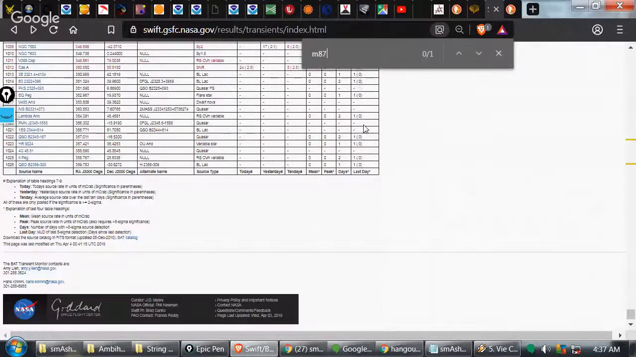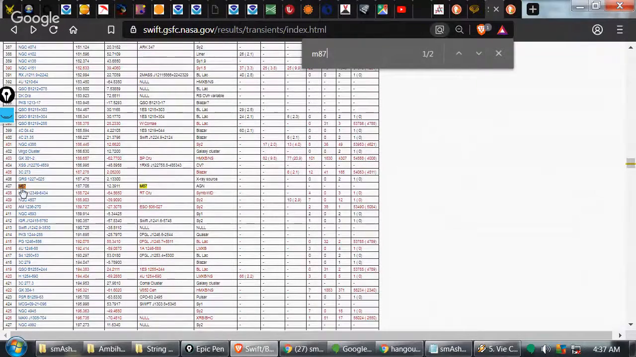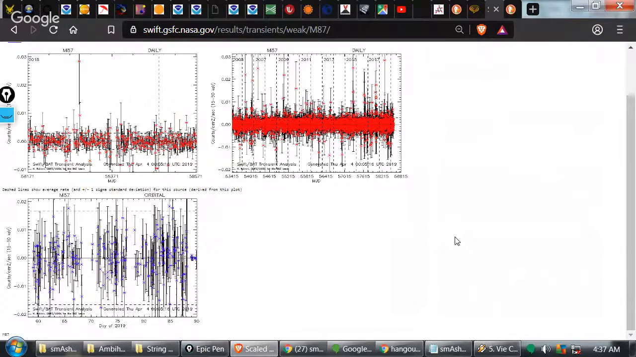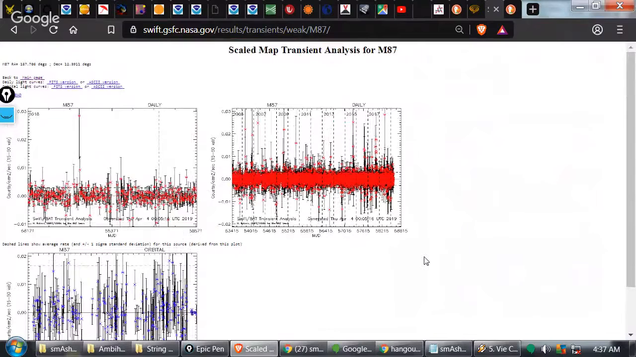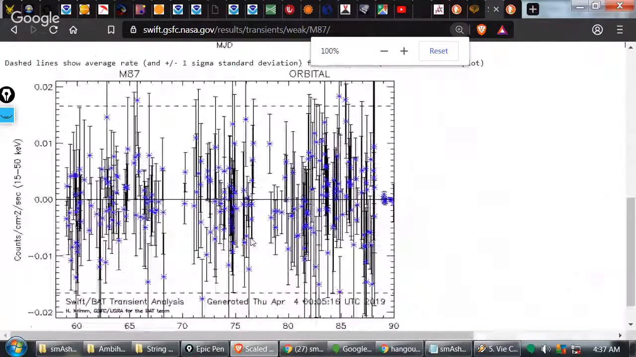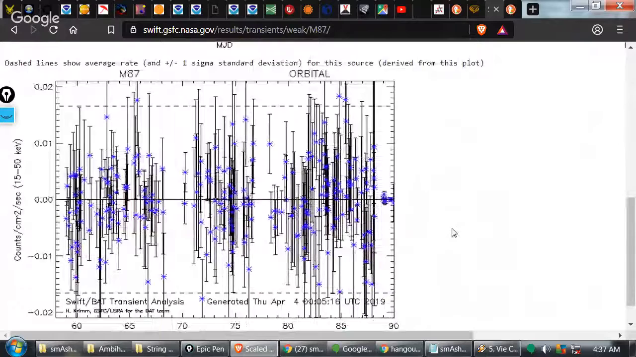Type in the object you're looking for. There's M87. You click on it. And there are the fast radio bursts from the Swift Burst Alert Telescope. And we actually do see something interesting here, the same way we've been seeing with X3. And I'm actually going to look at it for a minute here.